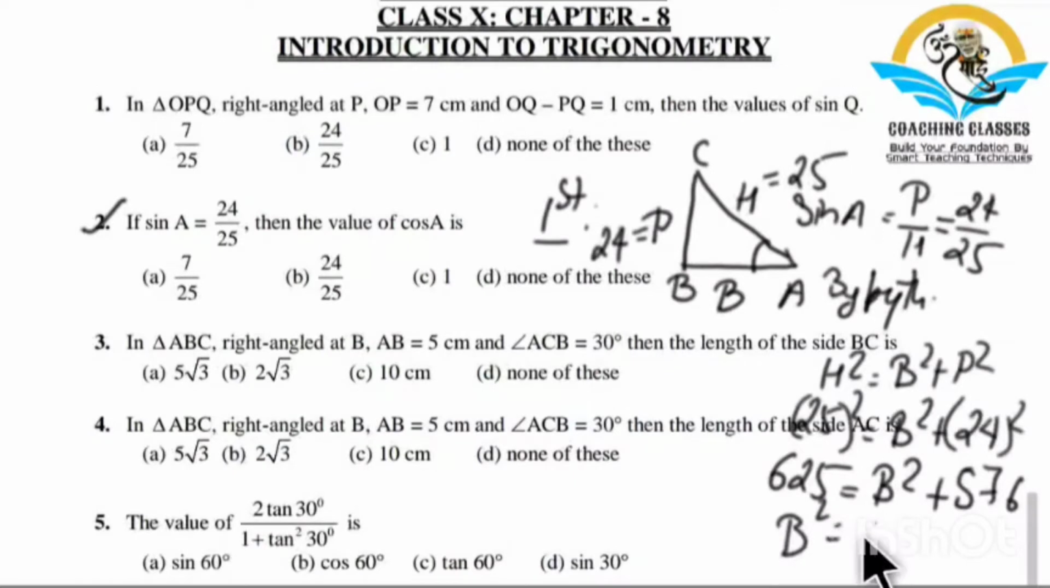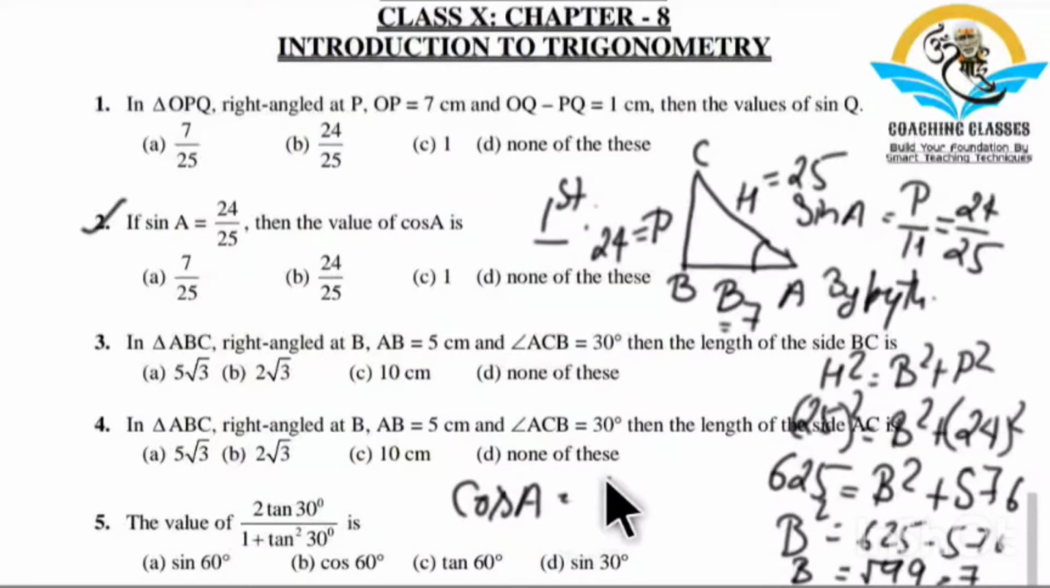b square equal to 625 minus 576, that is 49. So b equal to root over 49, that is 7. Here base equal to 7. You have to calculate cos A. You know that cos A equal to base upon hypotenuse. Base is 7, hypotenuse is 25. So the correct option is option A, that is 7 by 25.